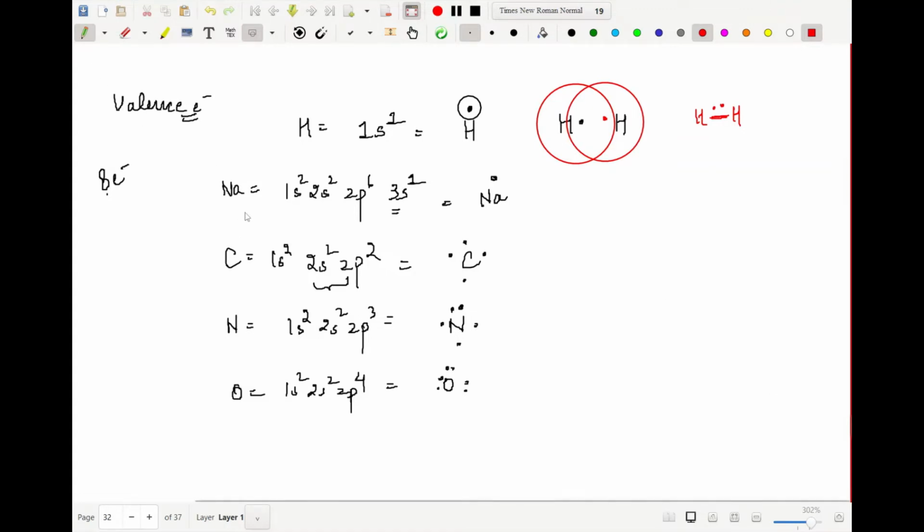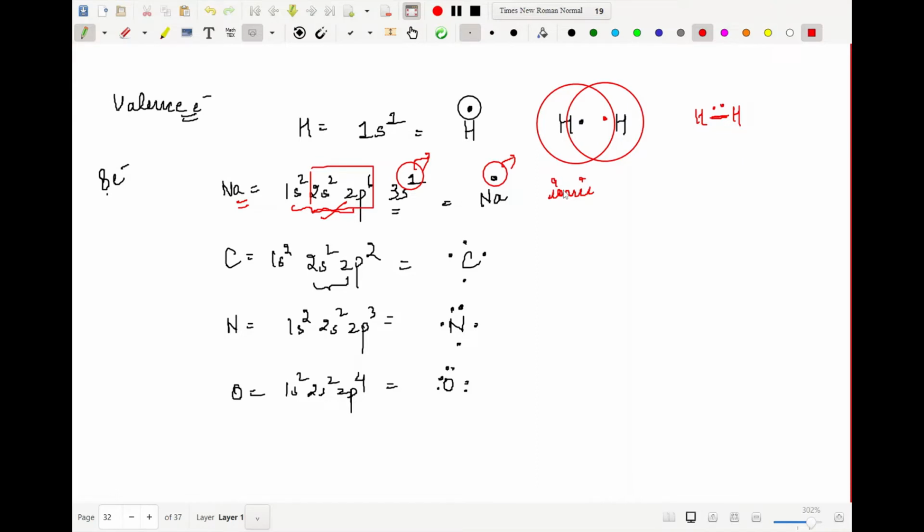In the case of sodium, on the other hand, we need 8 electrons in the valence shell. That can happen if this 3s1 electron is somehow moved out of the system, and that can happen if sodium forms an ionic bond in which it gives away its one electron and is now left with a total of 8 electrons in the valence shell: 6 plus 2 is 8. That is why sodium forms ionic compounds and not covalent bonds, because it gets 8 electrons by giving away its electron totally, right?